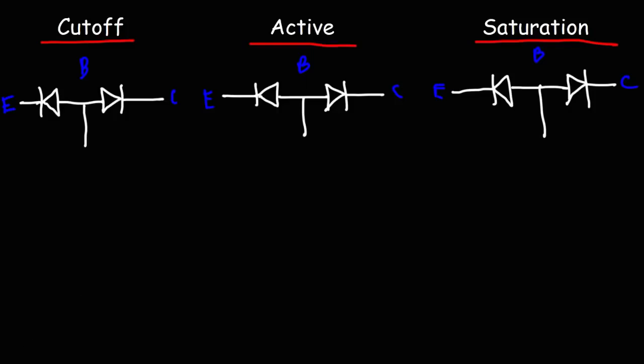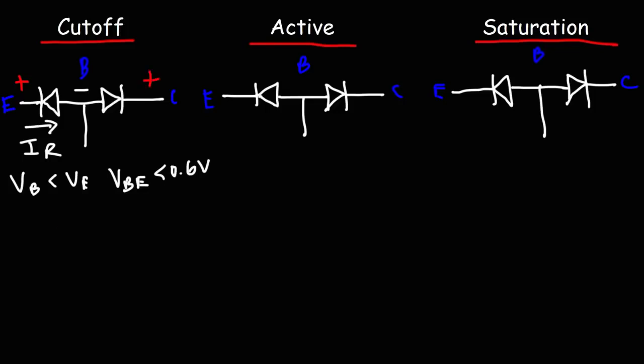Now, during the cutoff region, the emitter has a higher potential than the base. So in this case, we could say that VB is less than VE, or we could say that VBE is less than 0.6. If that's the case, the transistor is off. In this case, the emitter base junction is in reverse bias mode. Notice that the direction of the current is opposite to the direction of the arrow. So that's reverse bias mode.